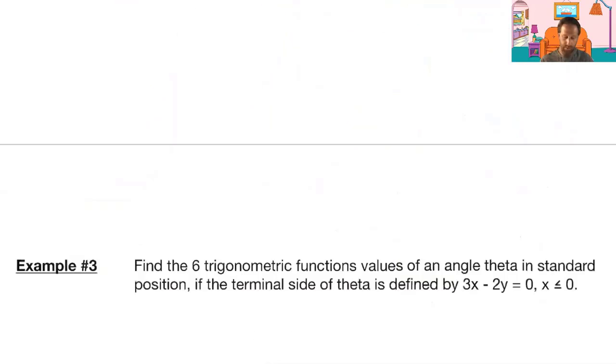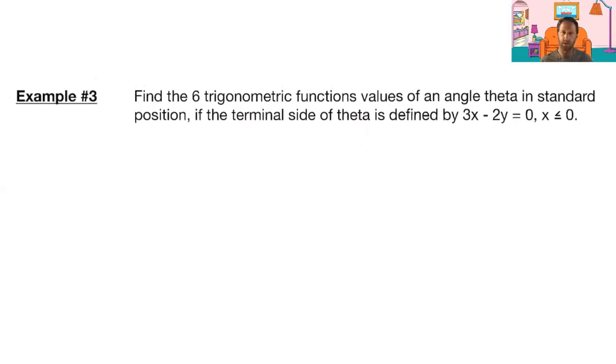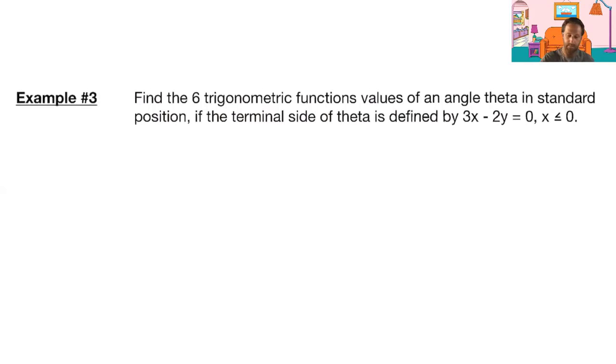Okay. Moving on to example 3, they want us to do something similar, but a little different. Look here. This time, they want us to find the 6 trig function values of some angle in standard position, meaning at the origin, rotated. But this time, they're going to say that the terminal side, where we end, is going to be defined by this equation here, where x is less than or equal to 0. Now, hopefully you know what that equation looks like.